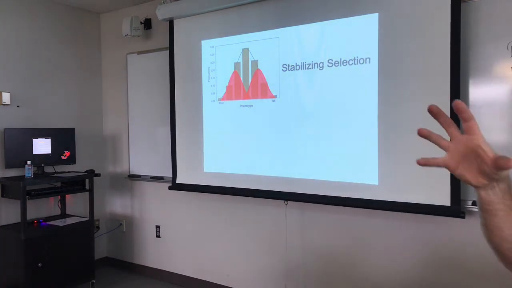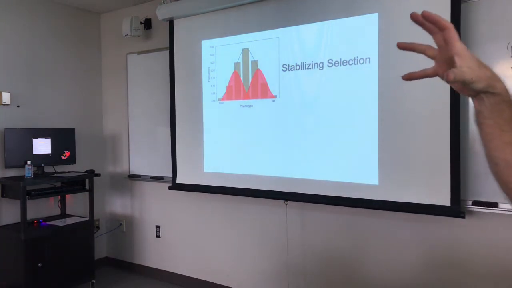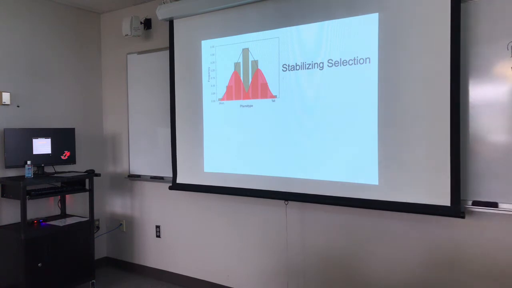Stabilizing selection is when you have selection against both extremes of the distribution. Short individuals are not favored. Tall individuals are not favored. It's average individuals that are favored. What do you expect to happen to the average phenotype and the variability? What do you expect to change in terms of the average trait value and the variability in the trait under this scenario?